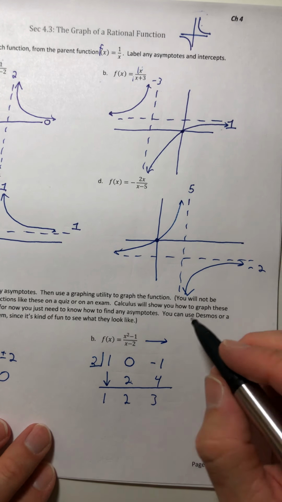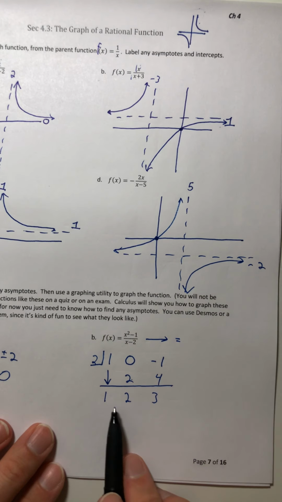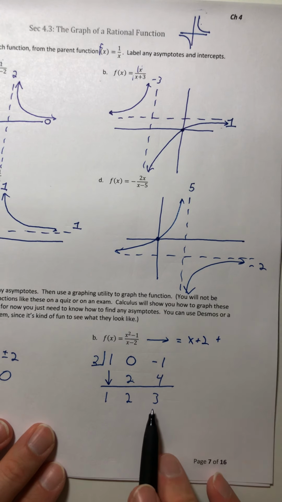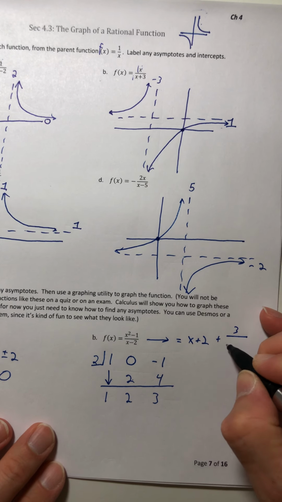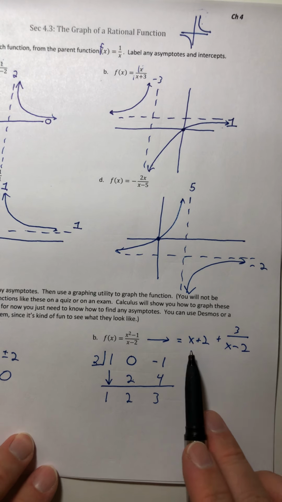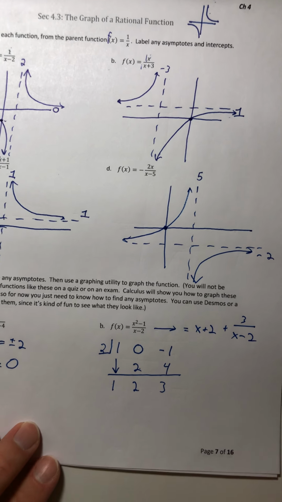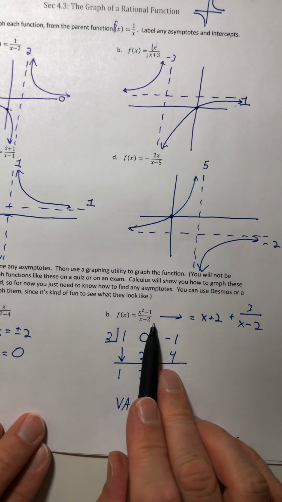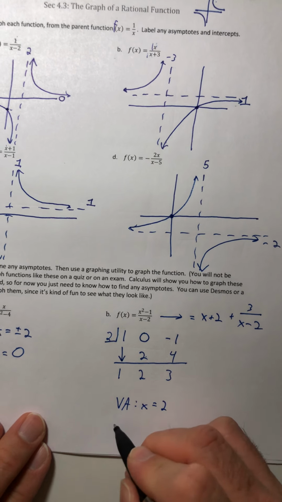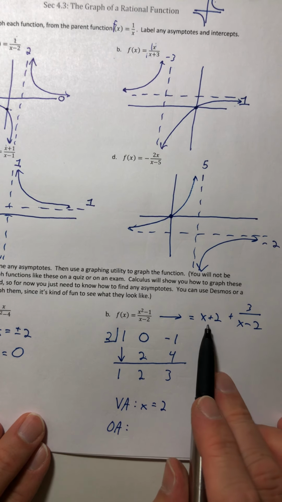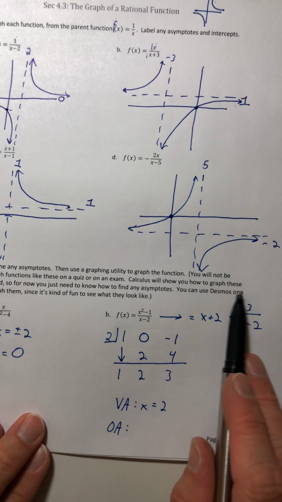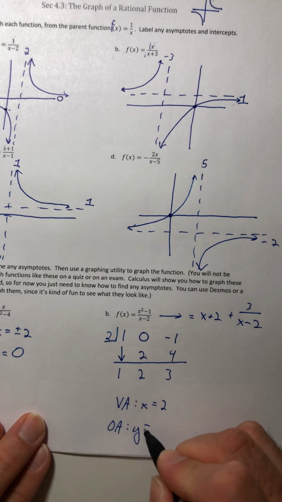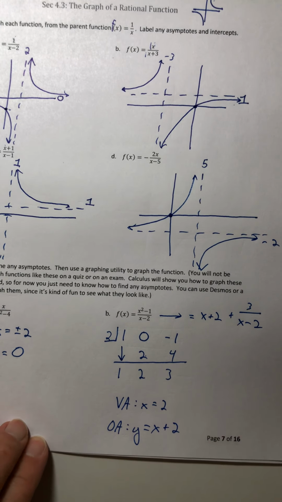So I've turned that function into x plus 2 plus that 3 as the remainder. So there is the actual division. So I have a vertical asymptote right at the positive 2. And then I've got an oblique asymptote at the linear part of that division answer. So just cover up the fraction, and what do you have left? x plus 2. And there's your oblique.